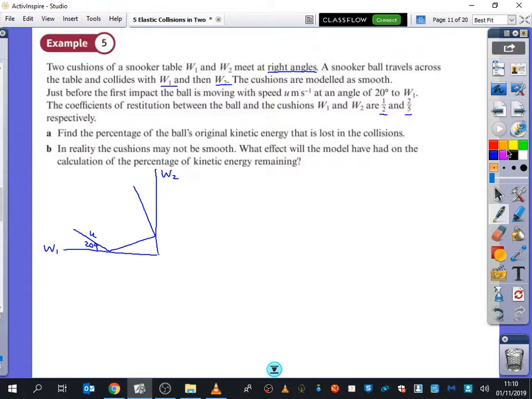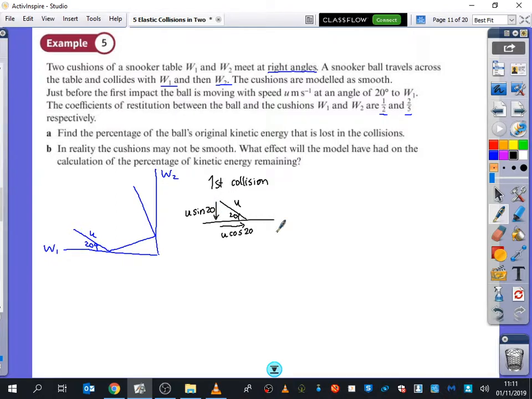Right, what I prefer to do when I do these questions is I prefer to do the first collision completely separately with its own diagram, and then the second collision afterwards. So for the first collision, we have u coming down, and that's 20 degrees. So running along the bottom is u cos 20, and then coming down here is u sine 20.